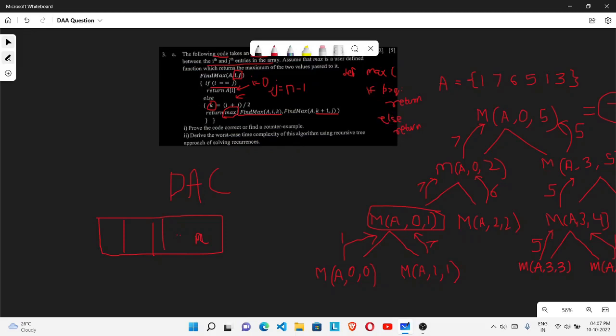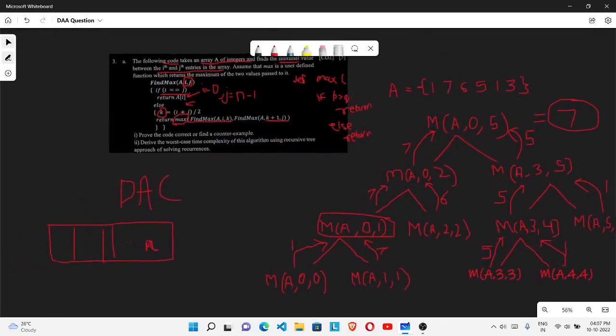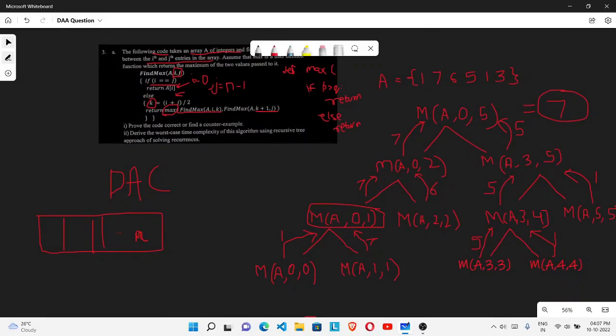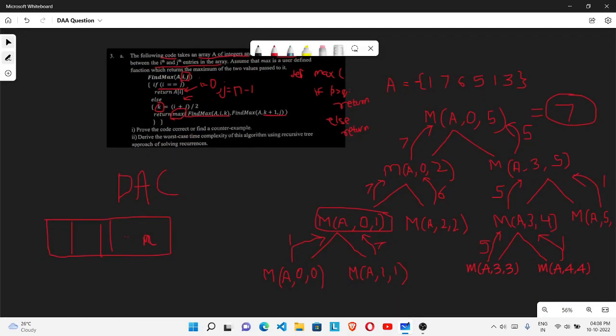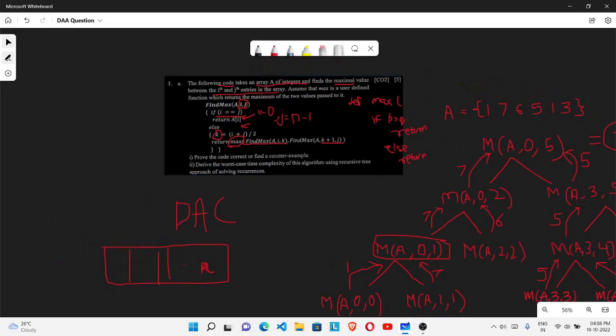Yeah, I might not be able to frame it properly because English is not my first language. But yeah, that's what is happening. We are dividing the array into equal parts, and then we are finding the maximum element in every part, and returning the maximum element to the previous call in the stack. Okay. So, yeah, the code is correct.